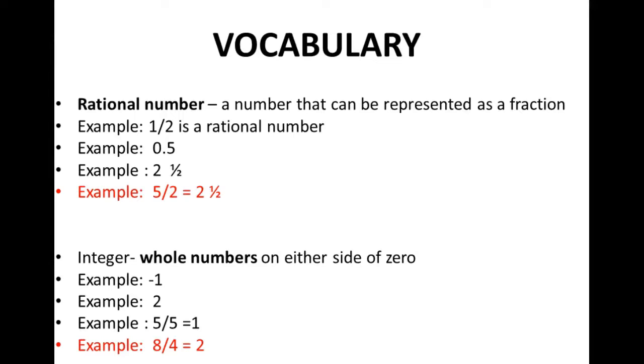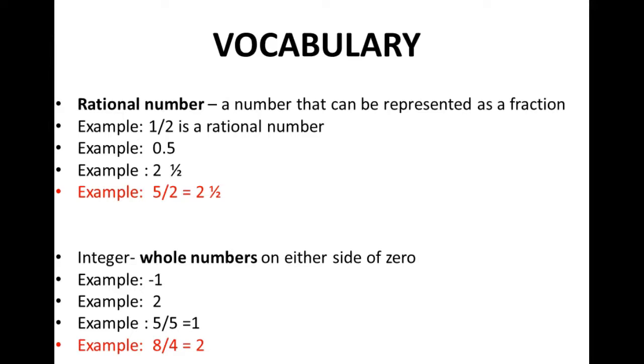Recall some of the vocabulary. Rational number, a number that can be represented as a fraction. So here again, I've listed the examples of rational numbers, and I have 1/2, 0.5, which equals 1/2, 2.5, 5/2, which equals 2.5. These are all examples of rational numbers that you will see in today's lesson.